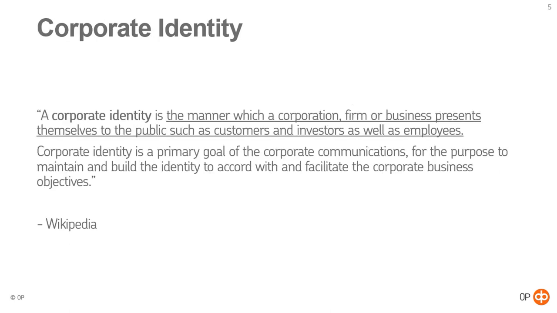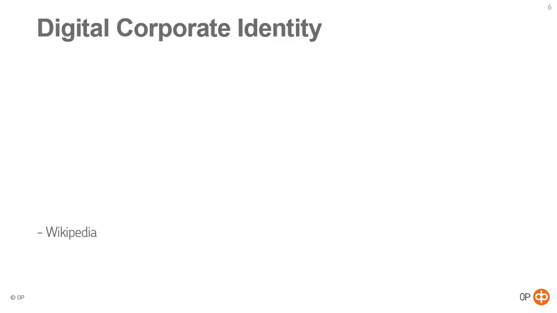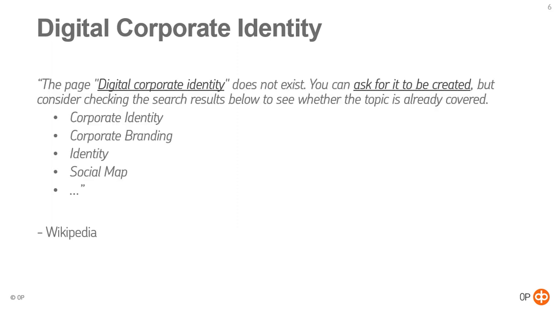The next thing to be checked from Wikipedia is what's corporate identity. This is a marketing term, and it basically says that it's a manner in which a corporation, firm, or business presents themselves to the public, such as customers, investors, and employees. And this sounds like a useful thing. Let's see what Wikipedia has about digital corporate identity. It doesn't exist.